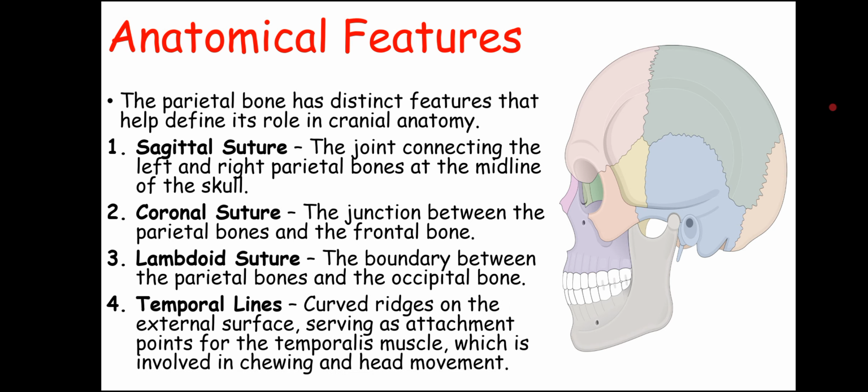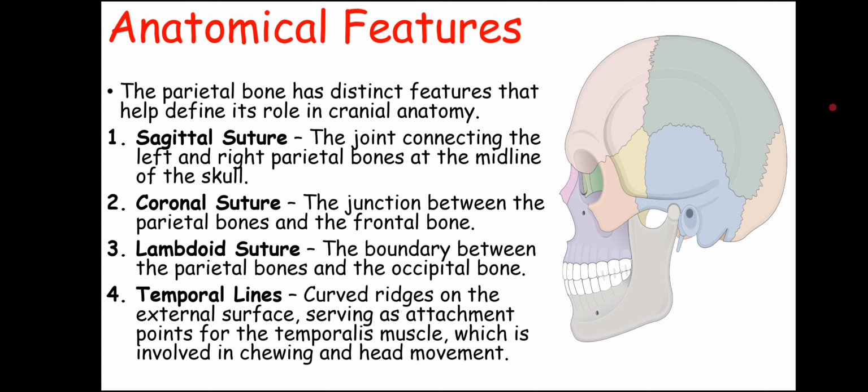The next anatomical feature of the parietal bone is the temporal line, that are the curved ridges on the external surface serving as the attachment point for the temporalis muscle, which is the muscle involved in chewing and head movements.